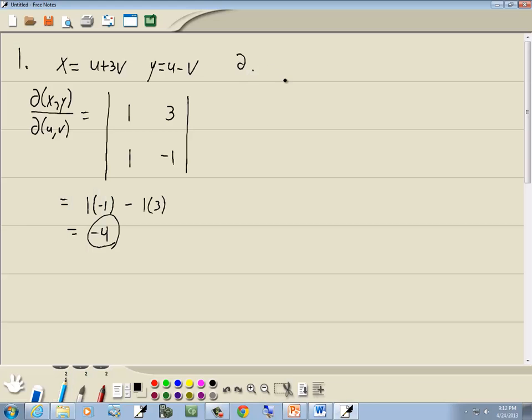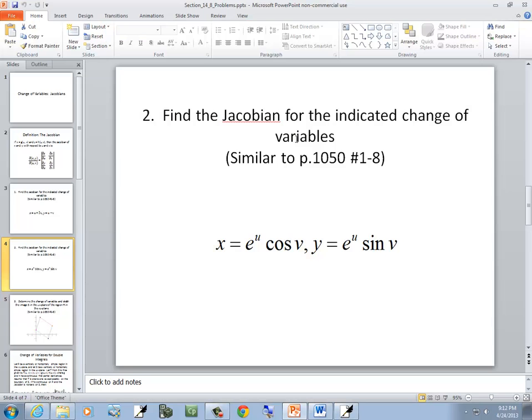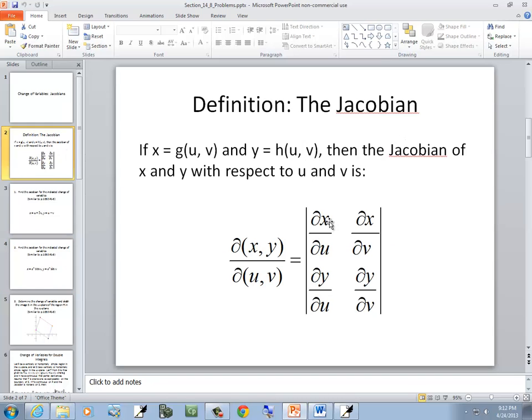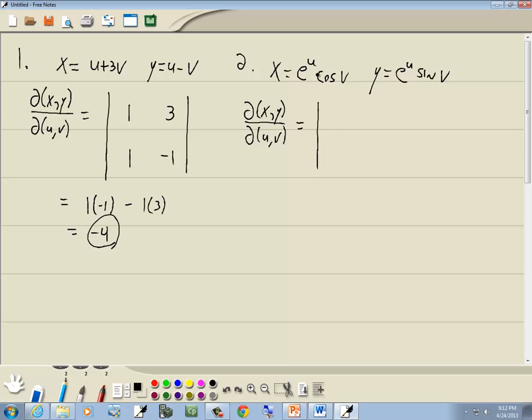Let's take a look at another one of those. We got x is equal to e to the u cosine v, and y is equal to e to the u sine v. And we'll find the Jacobian again. So we're going to have a determinant. Go back into our formula. Partial of x with respect to u. So I take a look at this.